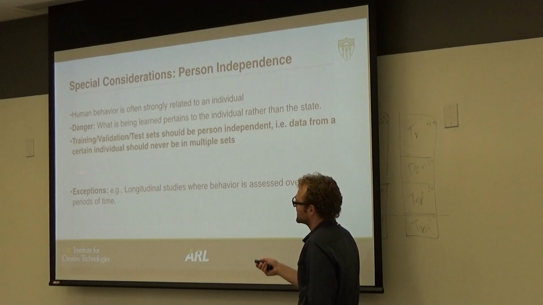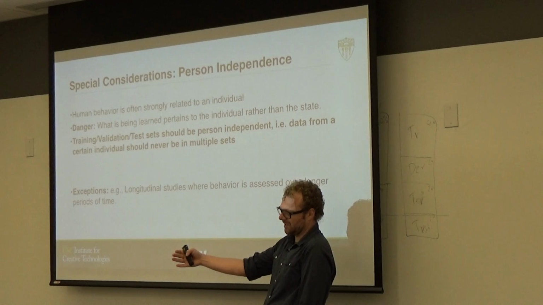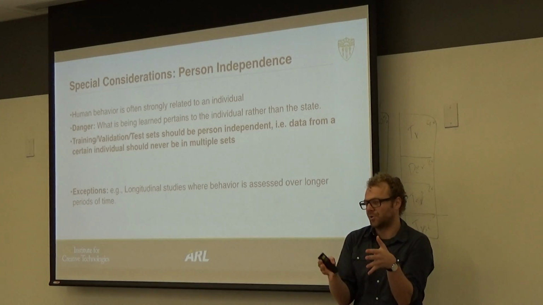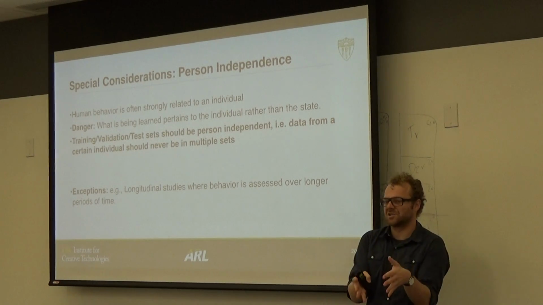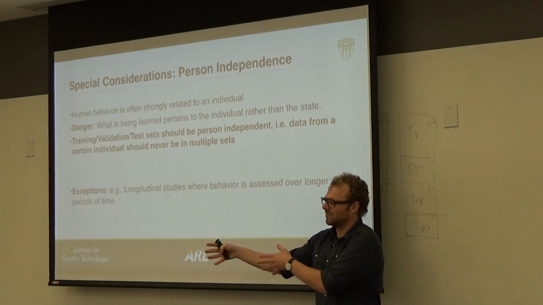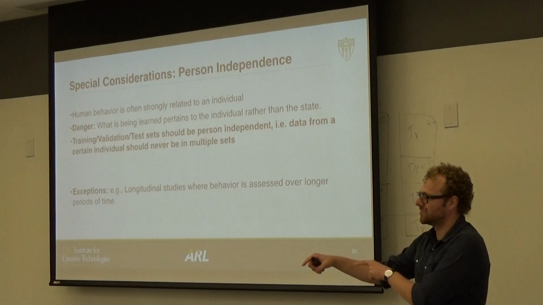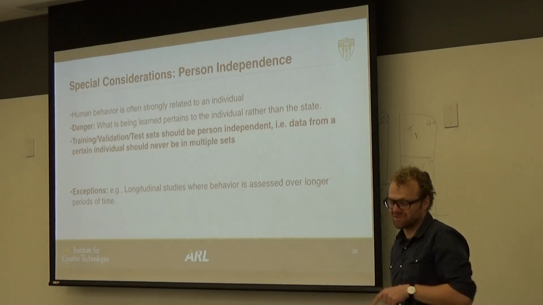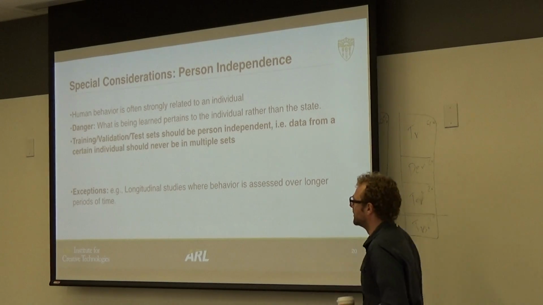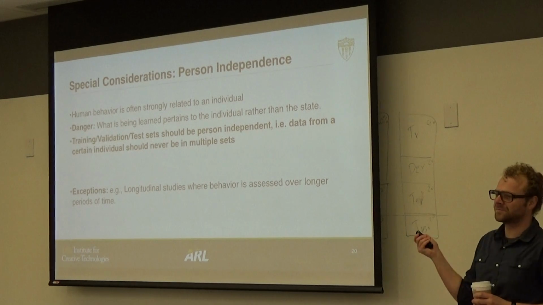An exception, I would say, is if you're actually interested in identifying behavior change in individuals over time. So you want to say, I want to know the person's level of depression in week 1 versus week 10. You obviously want to learn based off of the individual as well, because you want to predict changes rather than general behavior. All right, is that clear?